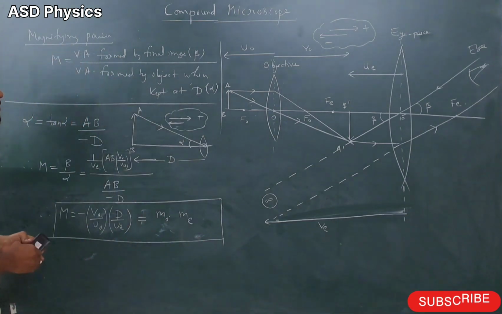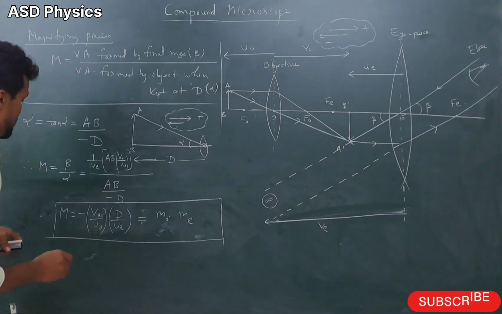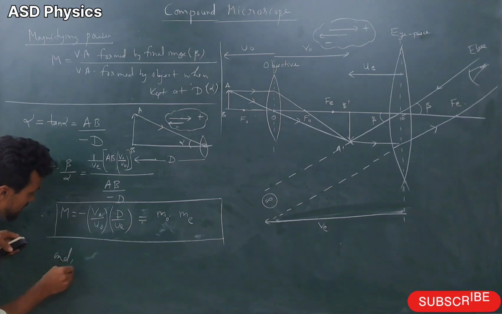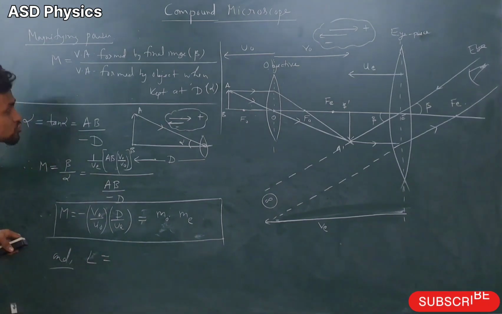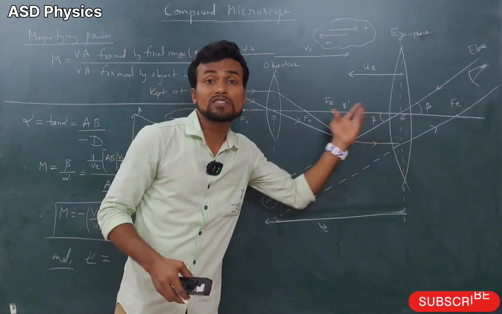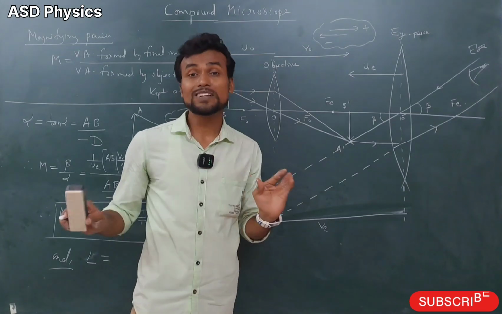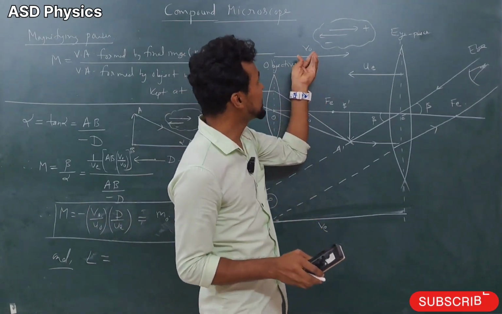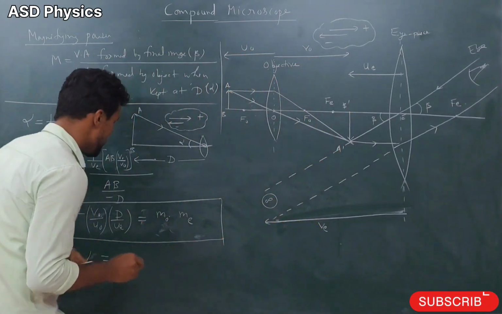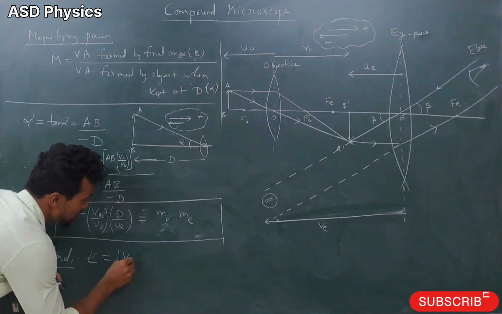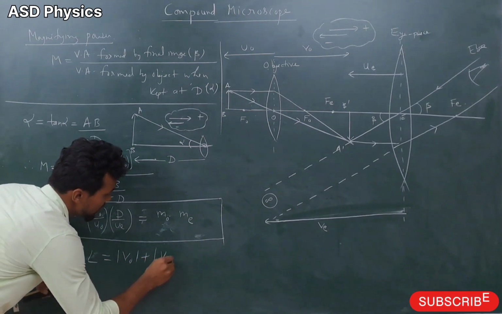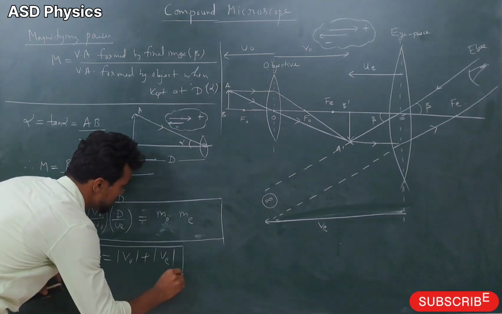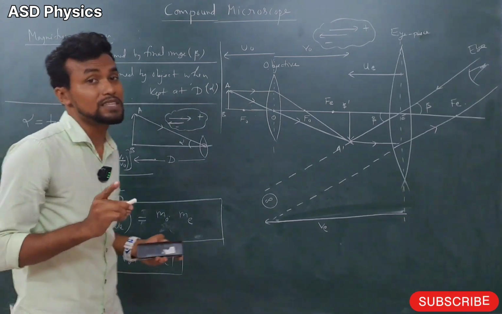Okay my dear students, after that what will be there, the length. The length of the microscope is given by the distance between the two lenses. Distance, no plus minus sign and all that. So see here V0 and here UE. So that is called mod V0 plus UE. This is the length of the microscope.